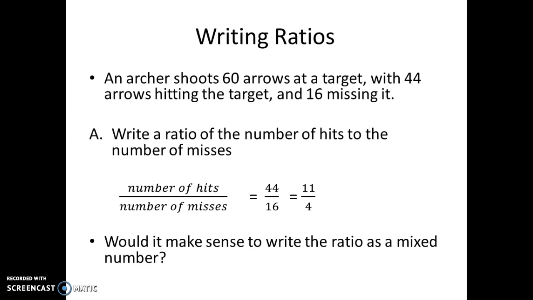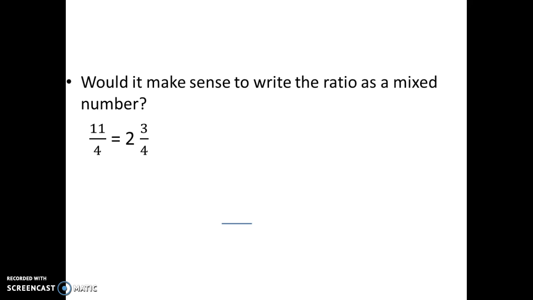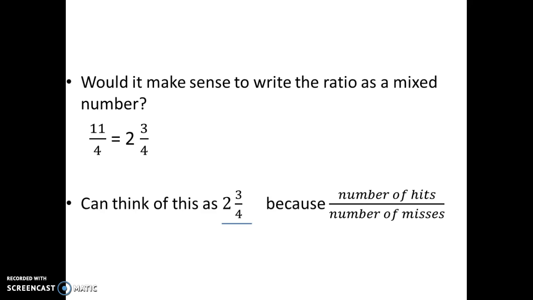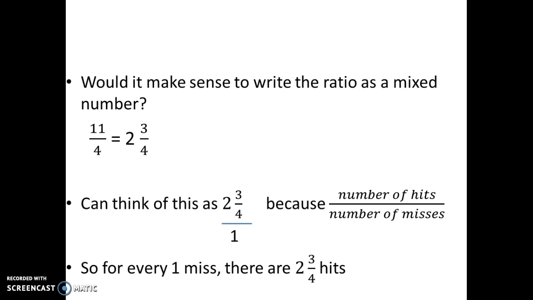So now I want us to think about, would it make sense to write this ratio as a mixed number? So would it make sense to change 11/4 to a mixed number to represent the ratio of hits to misses? So since 11/4 is equal to 2 3/4, let's see if this makes sense when we're thinking about number of hits to number of misses. We can write 2 3/4 as a ratio of 2 3/4 over 1, right? So 2 3/4 over 1, we don't have to write it that way because dividing by 1 just means we'll get 2 3/4 because we wrote this as the number of hits over the number of misses.